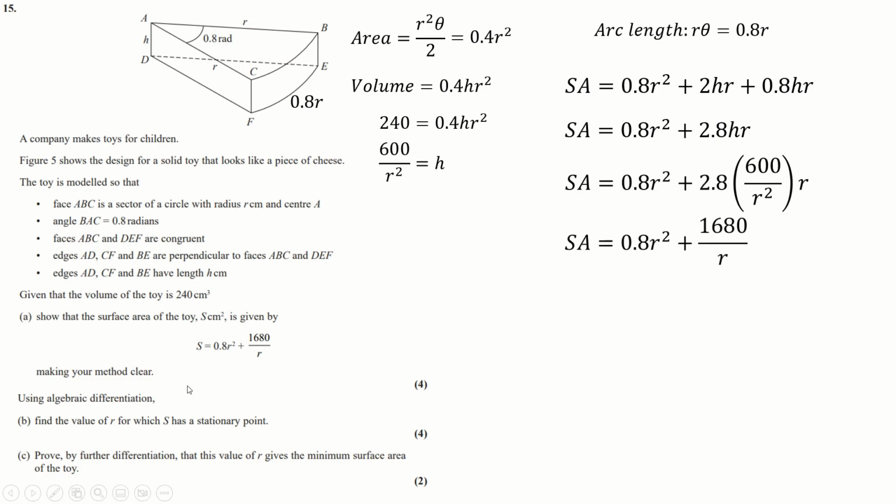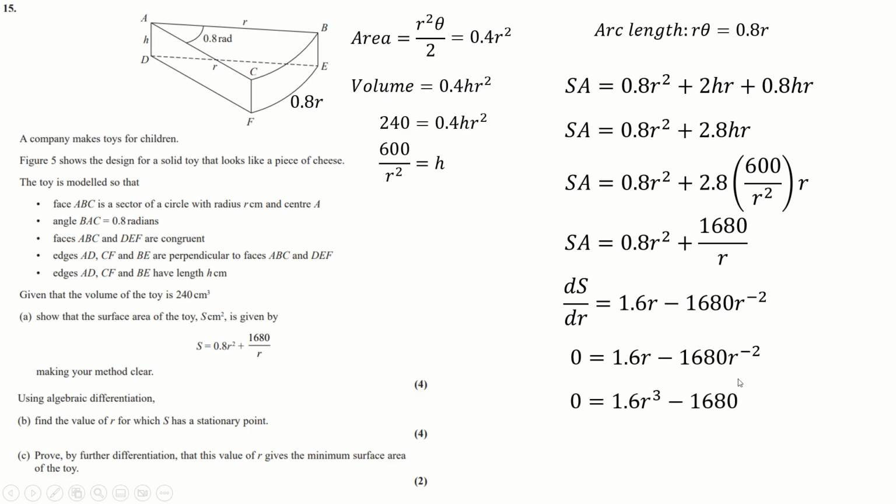Use algebraic differentiation to find the value of r for which s has a stationary point. So let's differentiate this. 2 times that is this. Lower that down. This is 1680 r to the power minus 1. Minus 1 times this makes a minus there. Bring the minus 1 down to a minus 2. And we need to set that to be 0 for a stationary point. Times everything by r squared to make this. Clear that out. Add this, divide by 1.6, cube root, and we get something near this.